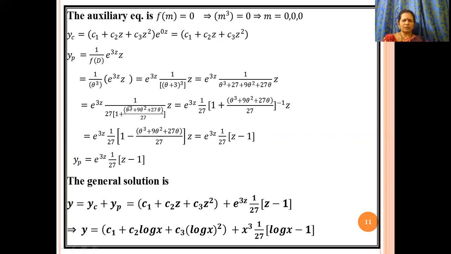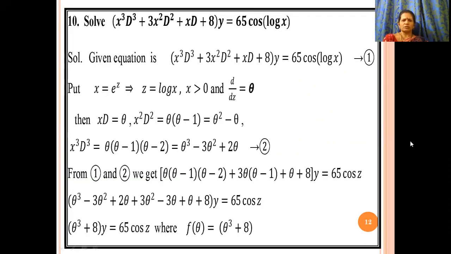So again use that same formula, 1 plus x whole inverse formula. So this is a 1 minus x whole inverse and all will get positive. 1 minus x whole inverse is the same. 1 plus x whole inverse means 1 minus x plus x square minus x cube. So use that formula, we'll get yp. Then after getting yp, then write down the general solution, right?